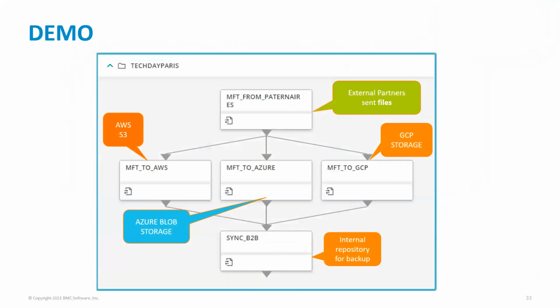So here is a short screenshot of a demo that I made to emphasize all the new capabilities that we already talked about on the V31. Just to explain the workflow, I'm starting from the top. Munir, can you point to the top button, MFT from partner, please, if you can highlight it.